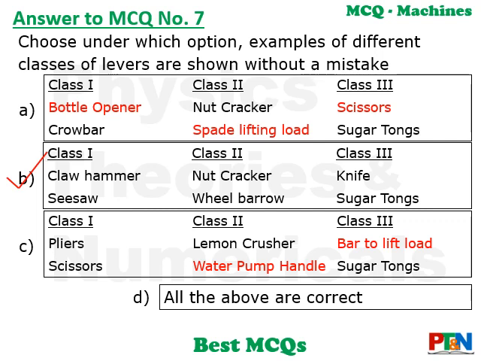See, under first option, this bottle opener, spade lifting load and scissors, they are shown on the wrong places. Class 2, all options are right. Rather, option B, all options are right. Option C, water pump handle and bar to lift load, they are shown in wrong places. So the answer is option B.